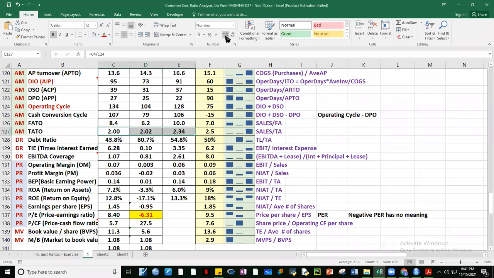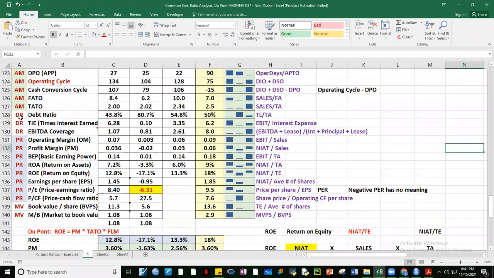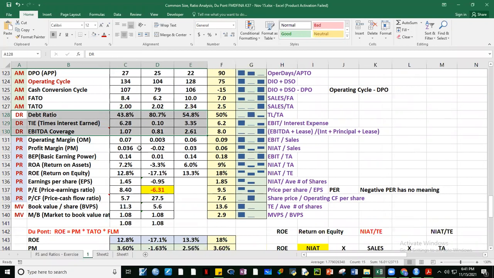Lagyan ko na isang decimal place. Okay. All right. So let's now go to debt ratio, guys. Itong tatlong importanteng to, yung debt ratios. First, we have debt ratio and then times interest earned and then EBITDA coverage. Let's take a look at them one by one.